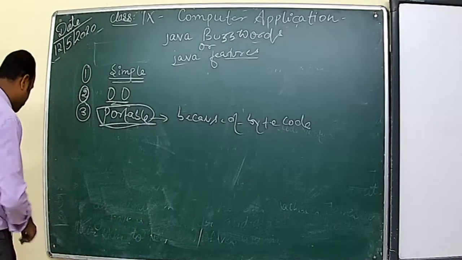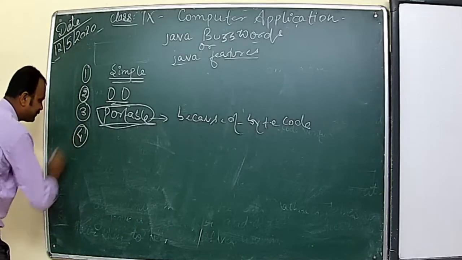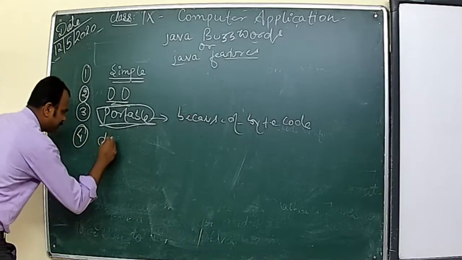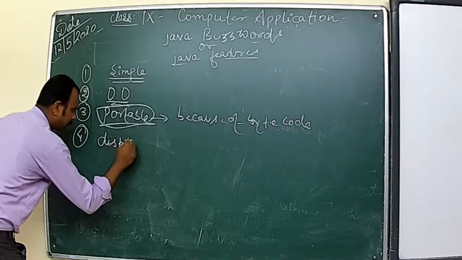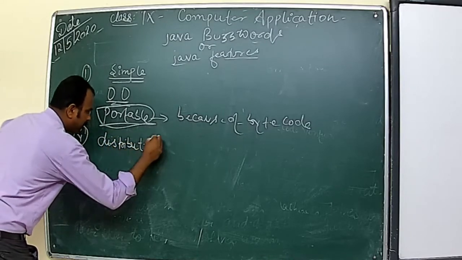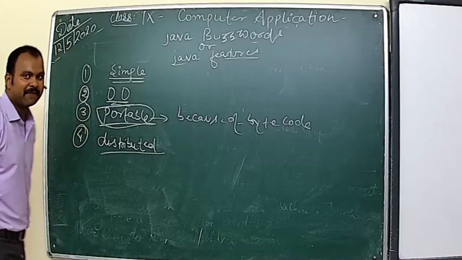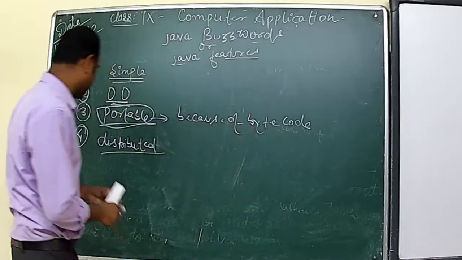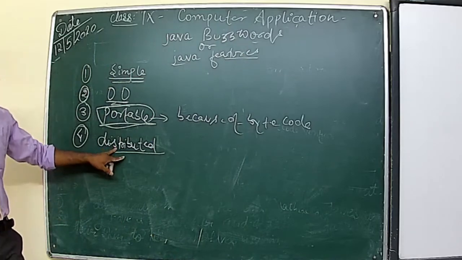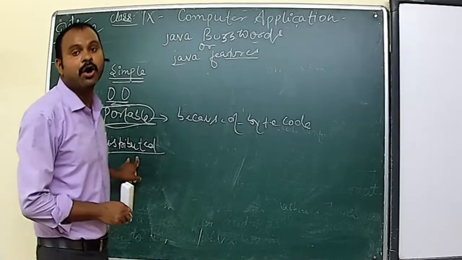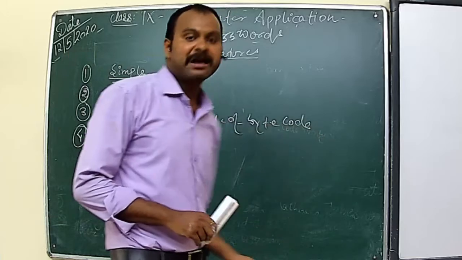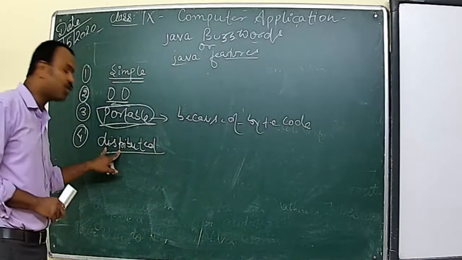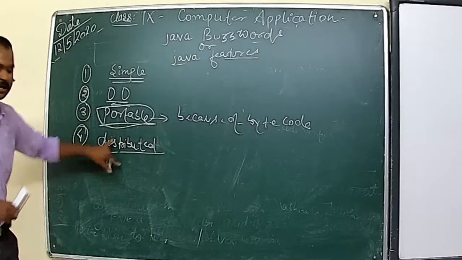So this is portable. Now, the fourth one is distributed. Using Java, we can create online applications as well. Online applications can be used on a network, so different people can use the application at the same time. So this is distributed as well.